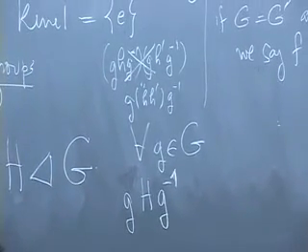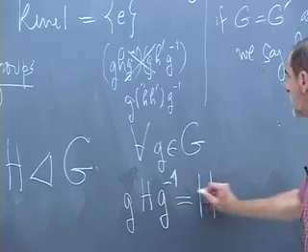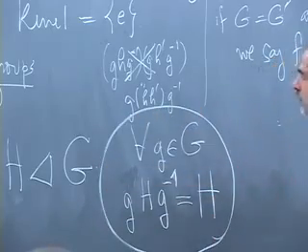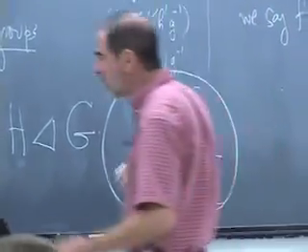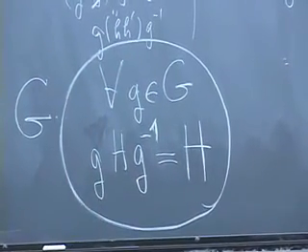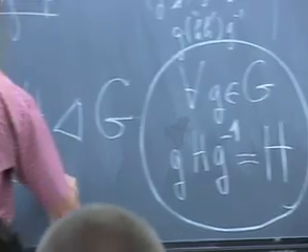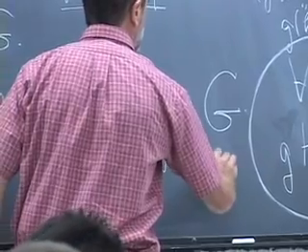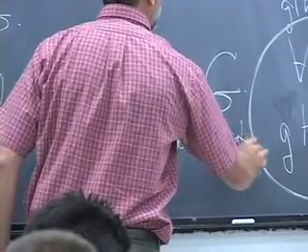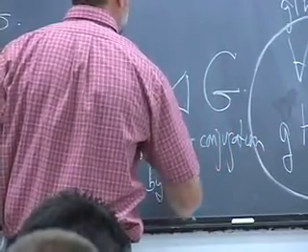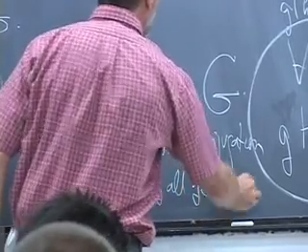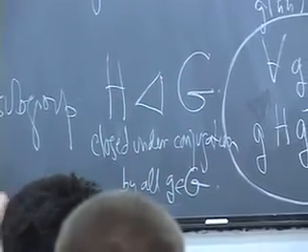A normal subgroup is one where this is always equal to H. So we might say, if we call this multiplication on the right by g and on the left by g inverse conjugation, because that's what it is, then we might say the normal subgroups are closed under conjugation by all elements g in G. It's clear it's closed under conjugation by elements in H.